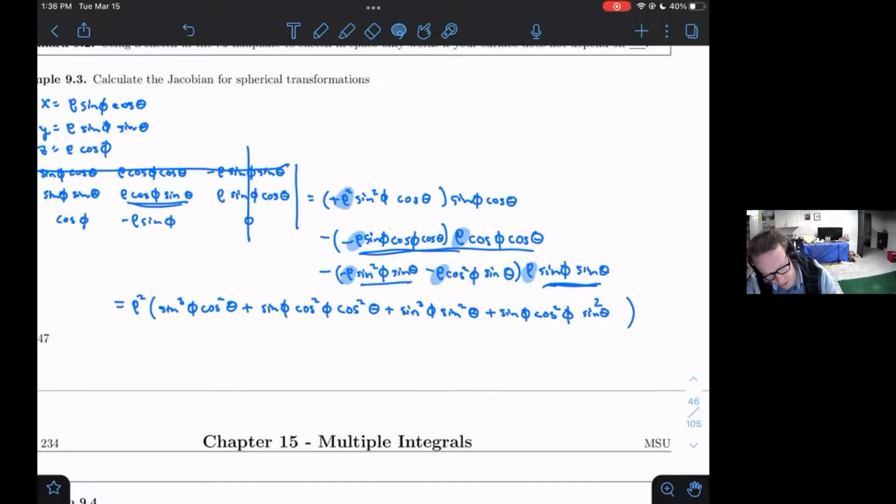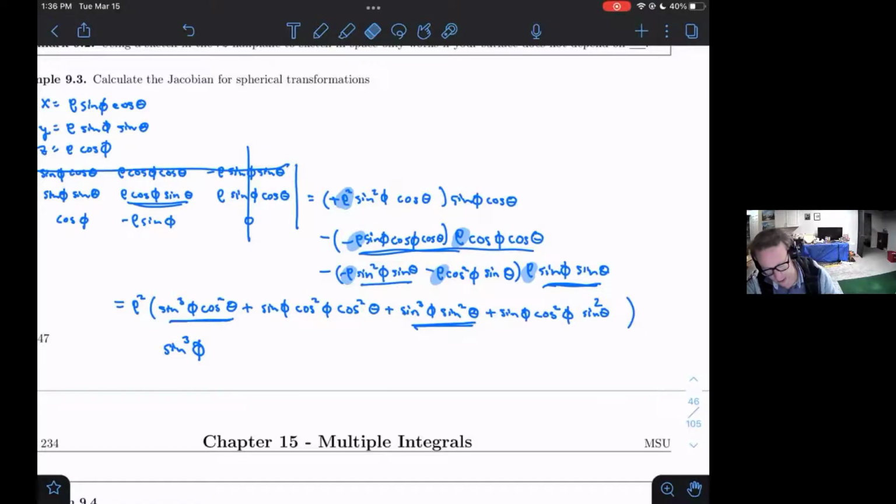For instance, I noticed right here, with these two, that if I was to factor out sine cubed phi, I would have sine squared plus cosine squared of theta. So that means the cosine squared plus sine squared of theta will be the same thing as 1. So that's one way that we can go ahead and simplify this.